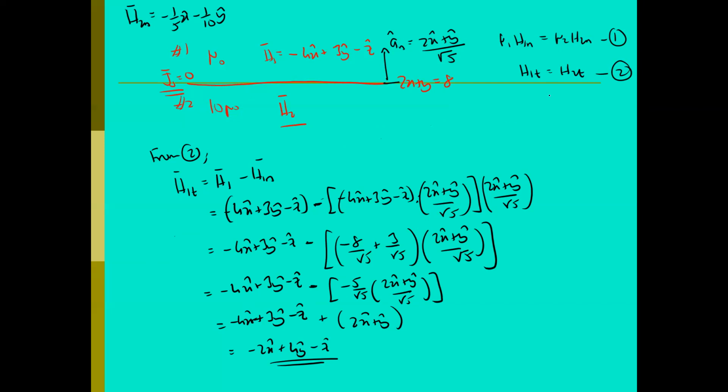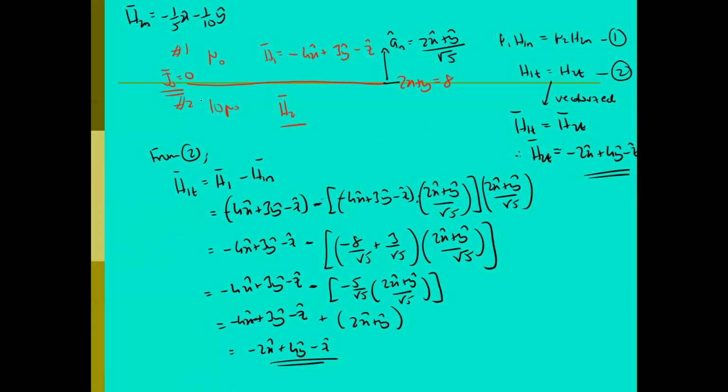So from 2, knowing that the H1t is equal to H2t, we can vectorize this equation here. We're going to get that the H1t vector shall be equal to the H2t vector. And as such, we can see that the H2t will be similar to H1t, which will give us -2 of x plus 4 of y minus z. So that should be the H2t vector.